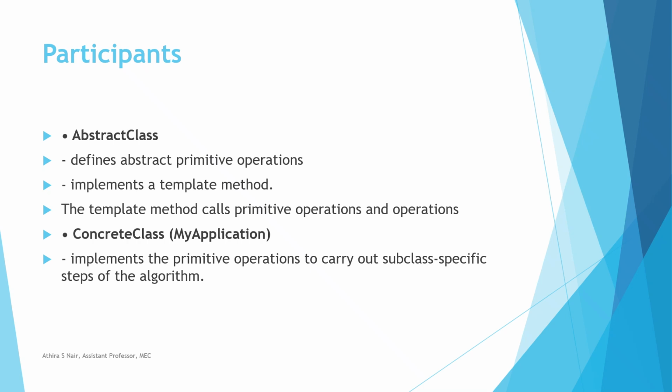So there are two participants, abstract class and concrete class. Abstract class defines abstract primitive operations that concrete subclasses define to implement the steps of an algorithm. It also implements a template method defining the skeleton of an algorithm. The template method calls primitive operations and operations defined in abstract class or those of other objects. The concrete class implements the primitive operations to carry out subclass-specific steps of the algorithm. So concrete class relies on abstract class to implement the invariant steps of an algorithm.